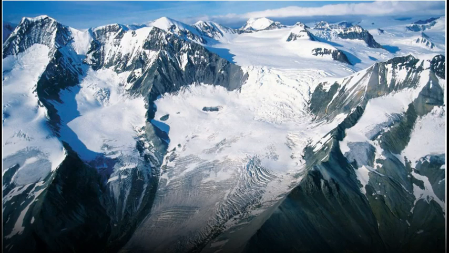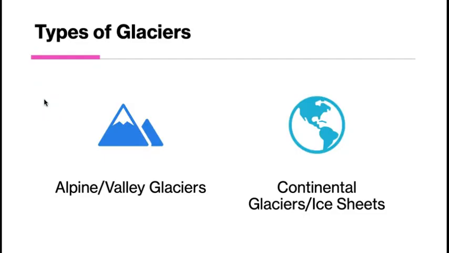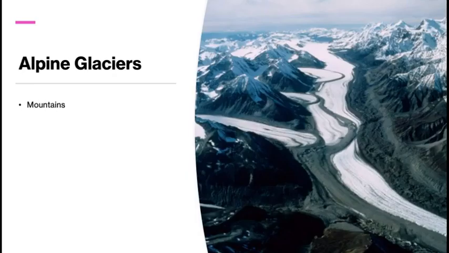The glaciers we see today are associated with Earth's most recent ice age, the Quaternary, which started about 2.5 million years ago. Two main types of glaciers are recognized: alpine or valley glaciers and continental glaciers, also called ice sheets. Alpine glaciers, also called valley glaciers, are so named because they are found in alpine settings, alpine being another word for mountains. The name valley glacier is also appropriate because they are contained within valleys in the mountains.